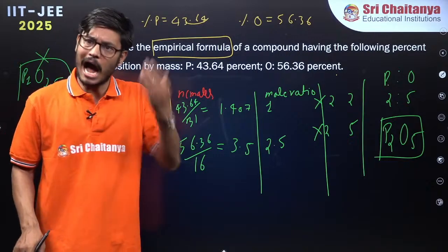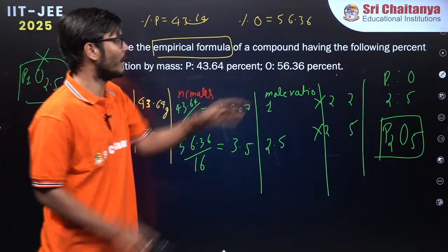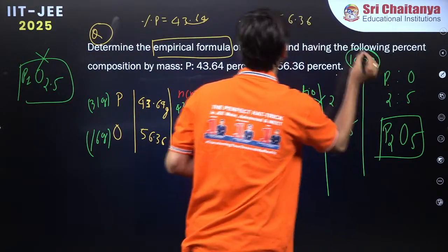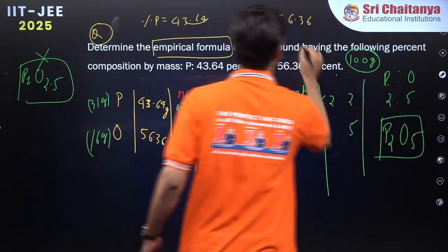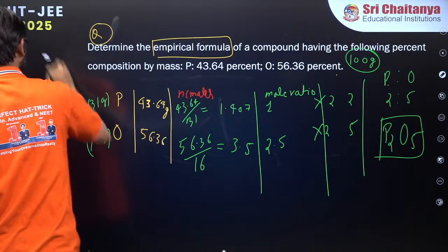What we are doing over here? I'll repeat once again. How are we proceeding? Listen carefully. Initially you consider the total mass to be 100 gram. So the percentage itself becomes the mass, right?